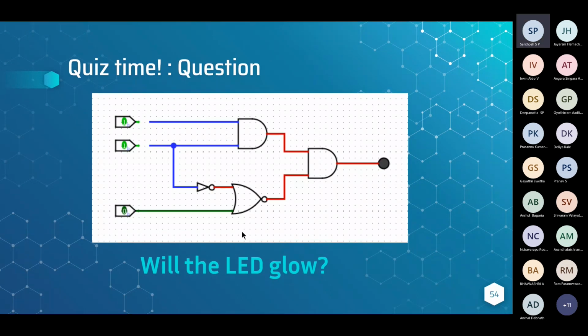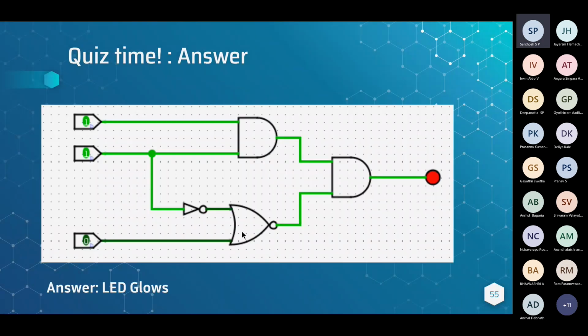Okay, so we have quite a bit of responses, and the answer is the LED glows. So we connect these inputs 1, 1 and 0 to the circuit. We can see that this whole wire is in high potential. So we can consider both the inputs to the AND gate to be 1, and so it outputs a 1.